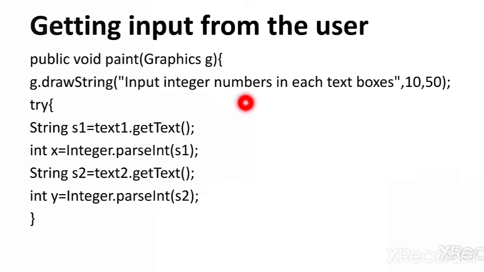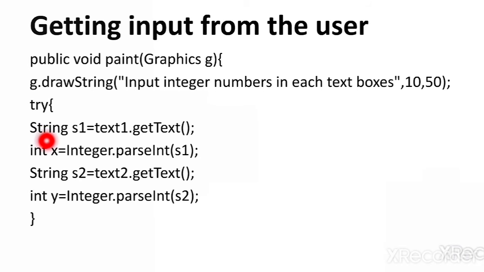Next, I'll check whether the numbers that have been inputted in the text boxes are integers or not. If they are not integers, I'm going to catch an exception. To catch that exception, I'm using try and catch blocks in this program. Within this try block, I'm going to write a set of statements which can raise an exception. So what type of exception?